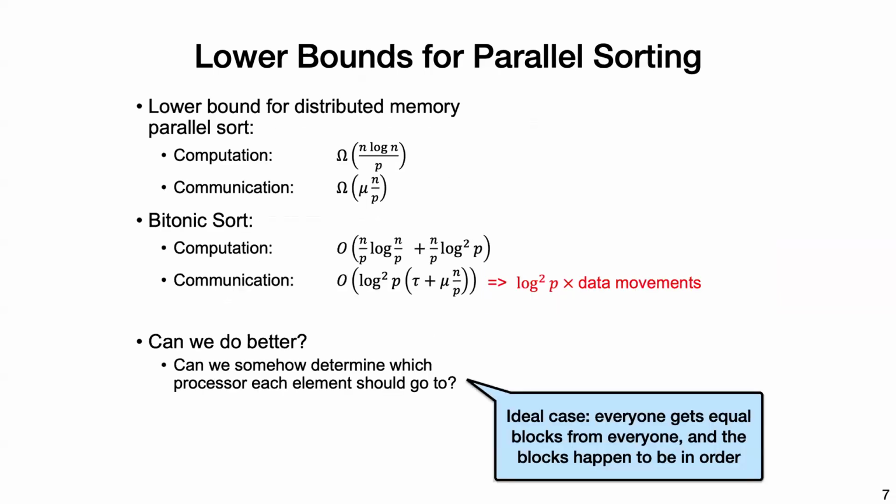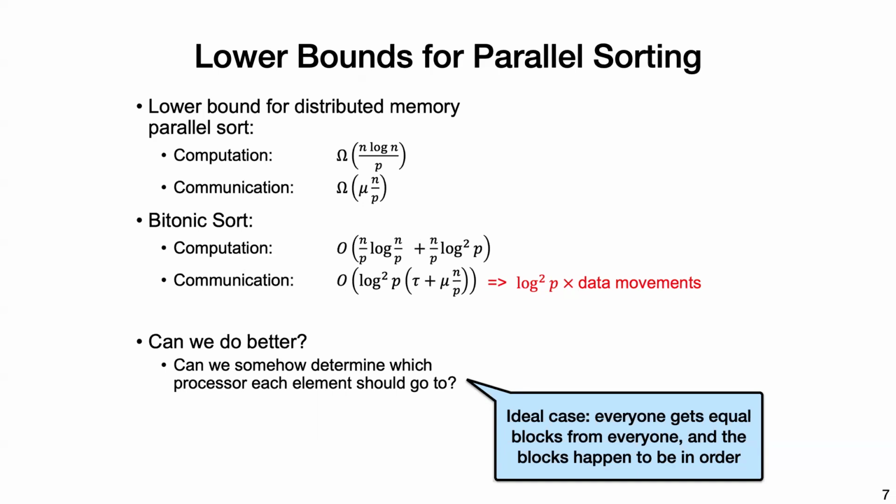Okay. So this is just repeating these lower bounds, n log n over p, and mu times n over p for communication. And this is just the same bounds repeated again for bitonic sort. So how far are we from these lower bounds? Well, we are not reaching them, especially in communication. The lower bound is mu n over p, and what we have in communication is log squared times that. So ideally, we would like to get rid of this log squared factor.